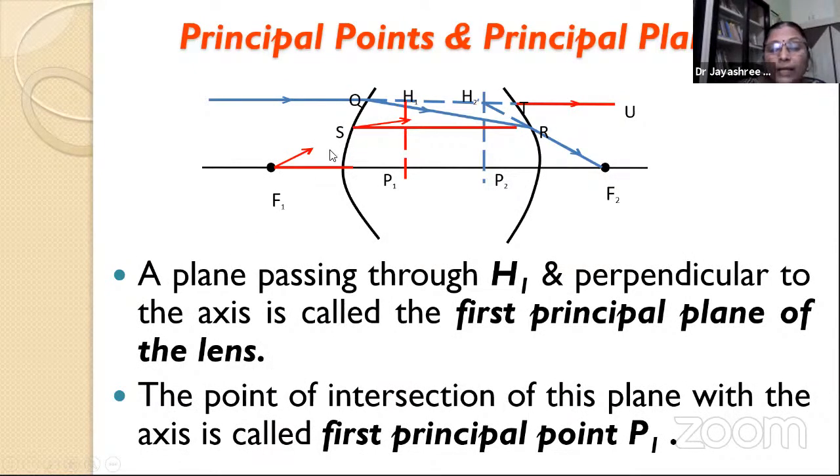Now consider the plane passing through H1, see here, this is the point H1. The plane passing through H1 and perpendicular to the axis is called the first principal plane H1P1 of this lens. And the point of intersection of this plane with the principal axis is called the first principal point, that is P1, and this is H2P2.